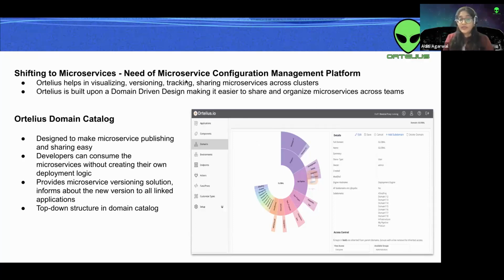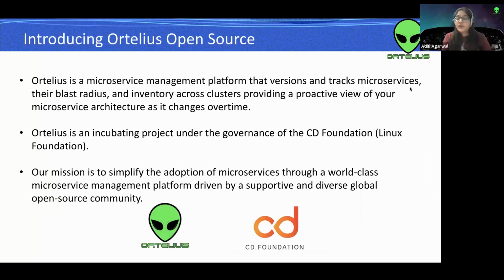I know it's quite a long term to understand, but if we break it down into small parts, we can see microservice is the topic, and a configuration management platform is something which provides us a way to manage this complete context. So I hope you are now able to get what this line means: it is a microservice management platform which is responsible for versioning and tracking the microservices, and other functionalities like blast radius and inventory across clusters, providing a proactive view of your microservice architecture as it changes over time.